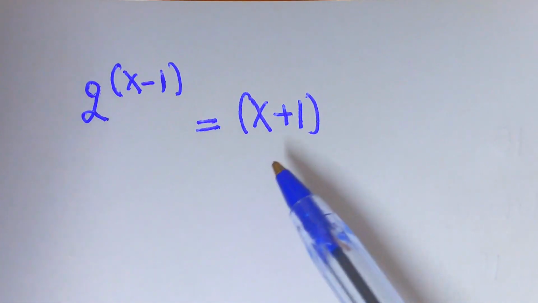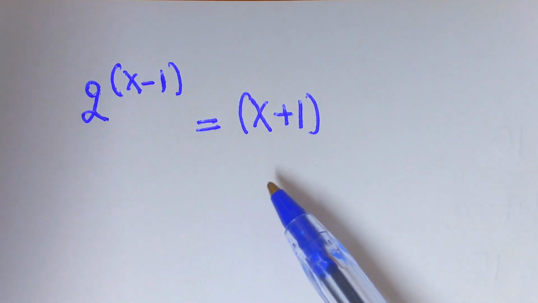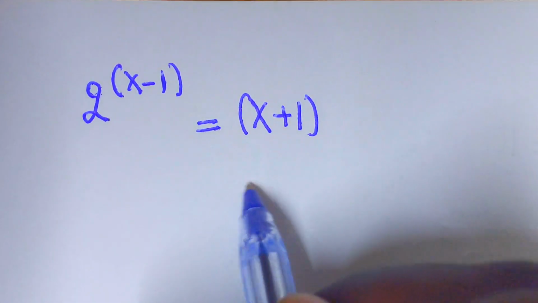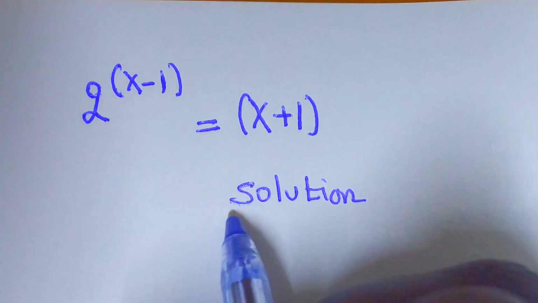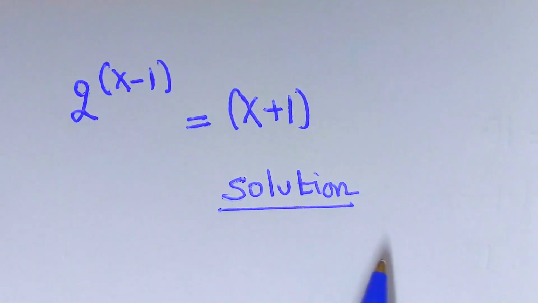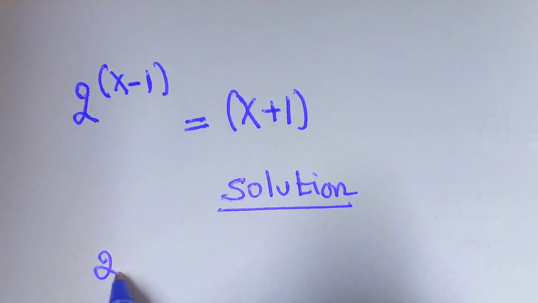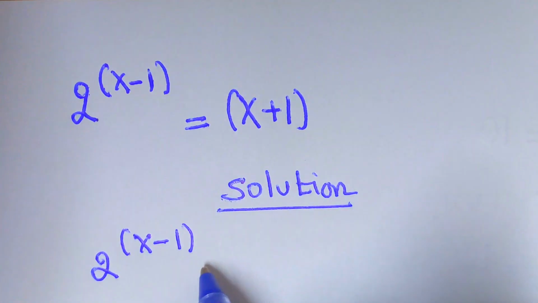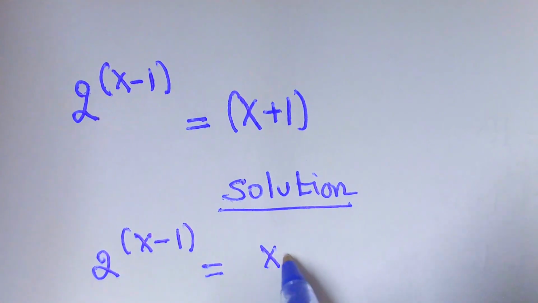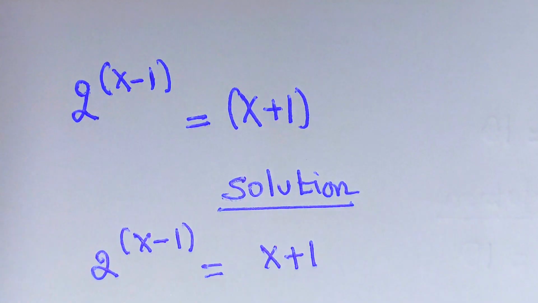Today's video we have a given question: 2 power x minus 1 equals x plus 1, and we're supposed to find the value of x. So let's provide the solution very quickly. We have to copy. We have 2 power x minus 1 here, which equals x plus 1.